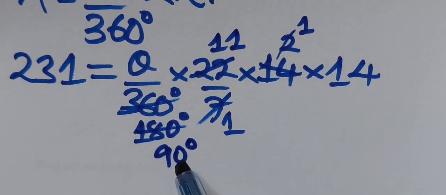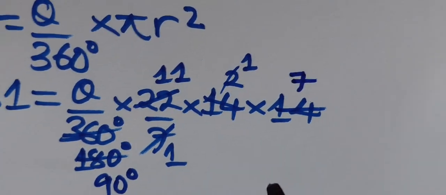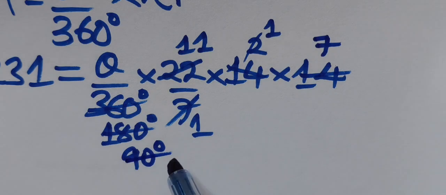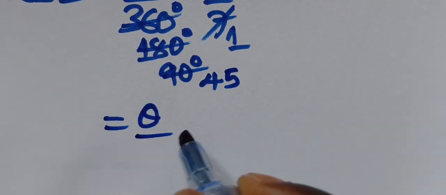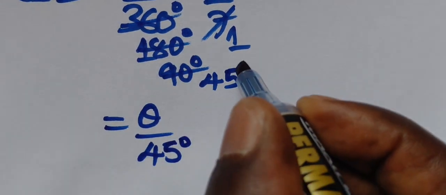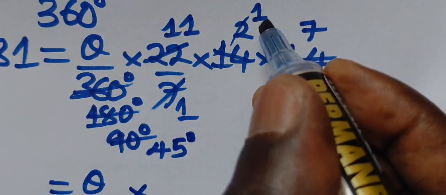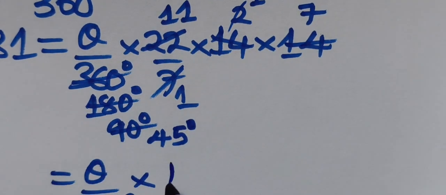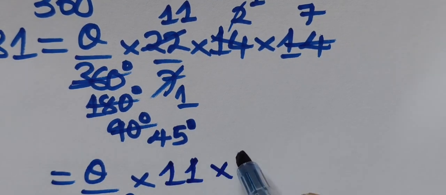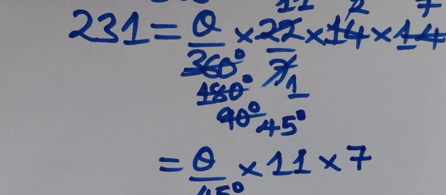Then for 14 and 90, 2 can go into 14, that is 7, and 2 can go into 90, that is 45. So what we are going to write now is the following. This will be theta over 45 degrees, times 11 times 7. So this is the right side. And then for the left side, we just have 231.